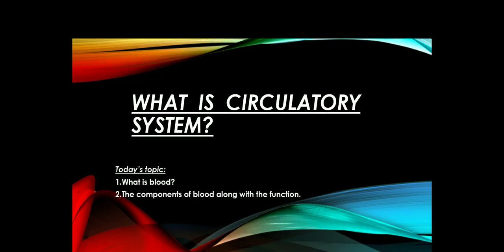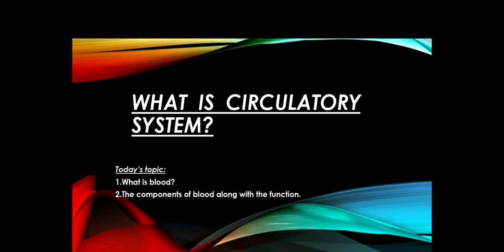The chapter that we are learning is the circulatory system. In the previous session, we learned about the components of the circulatory system. So what are the components of the circulatory system? Blood, blood vessels and heart. And today's topic will be what is blood and the components of blood along with their function.